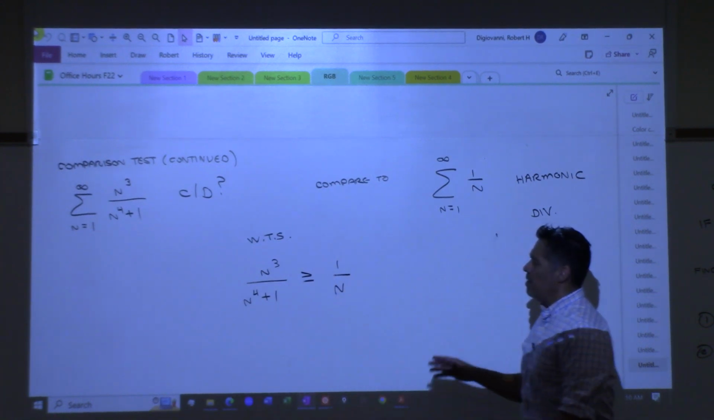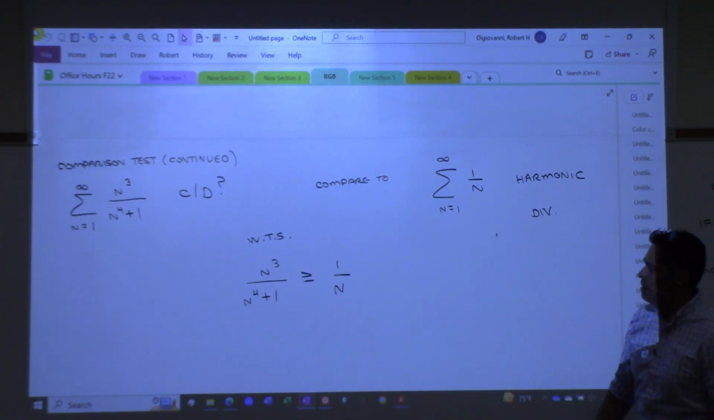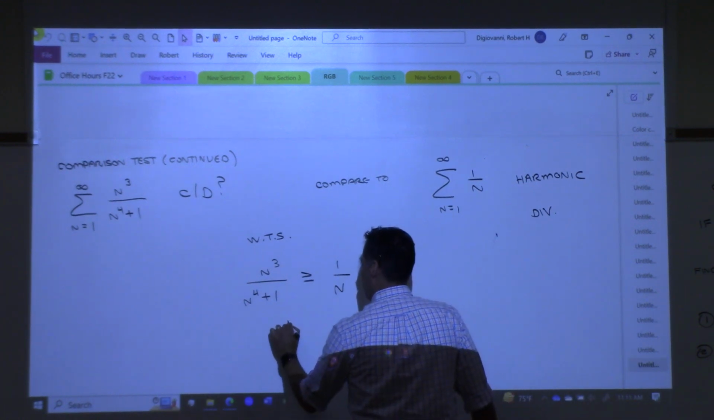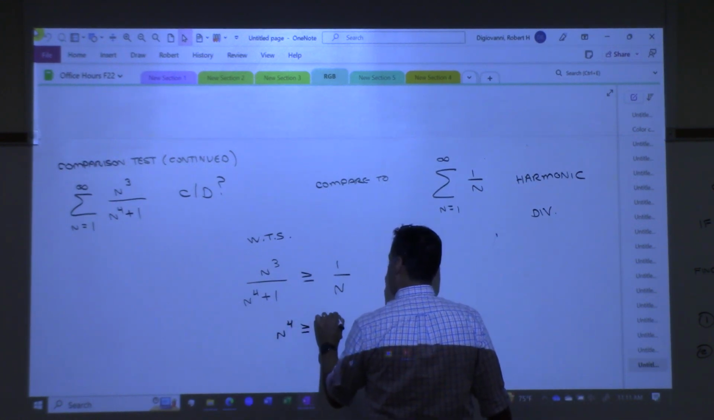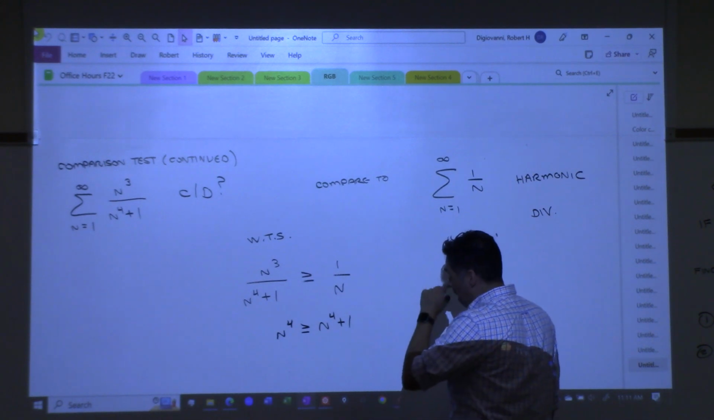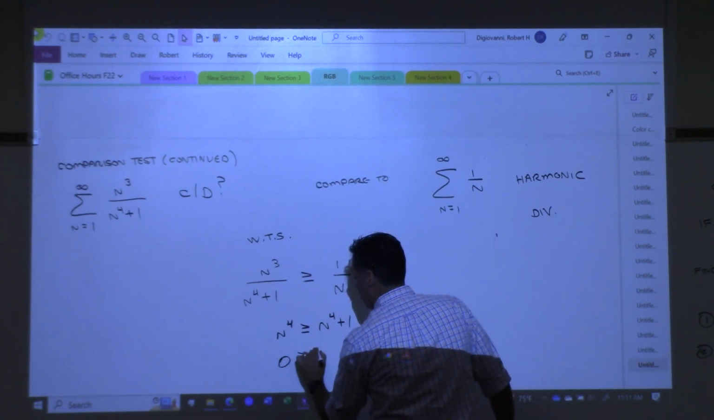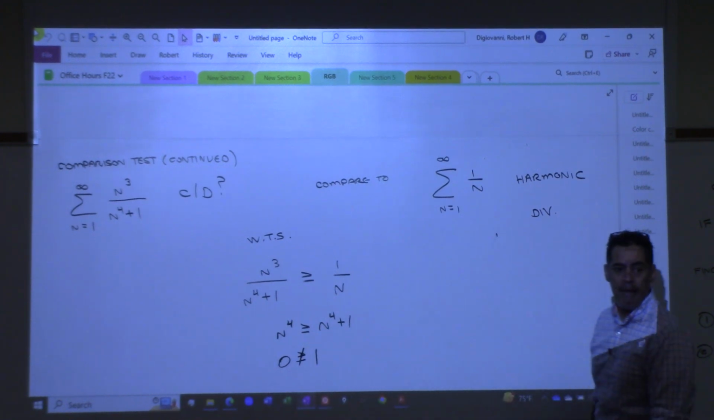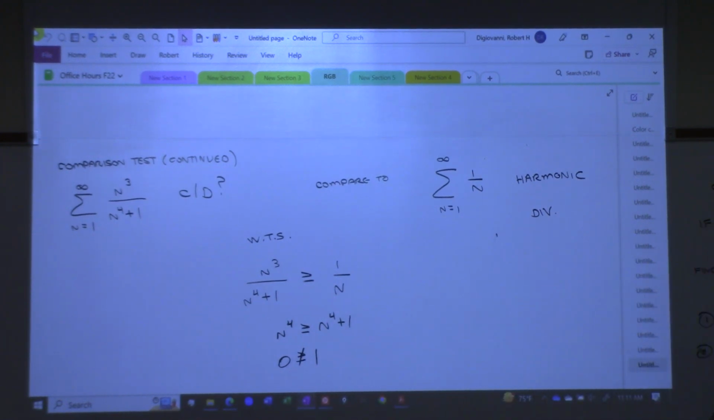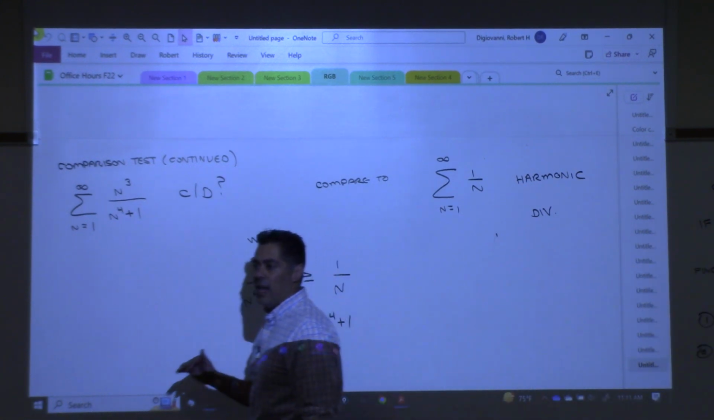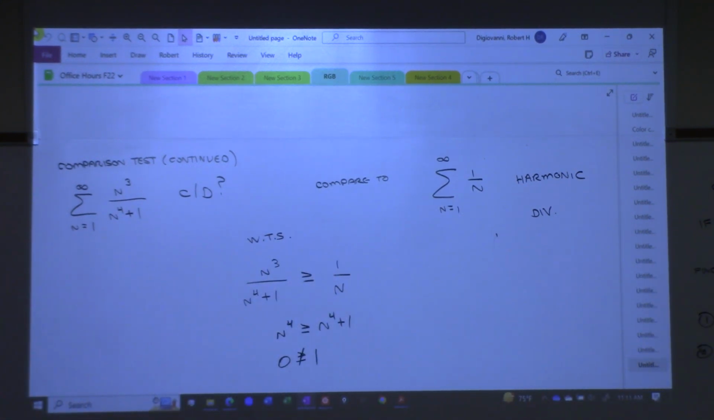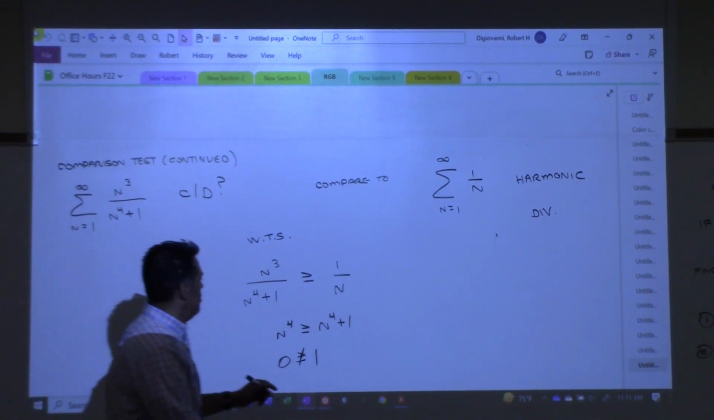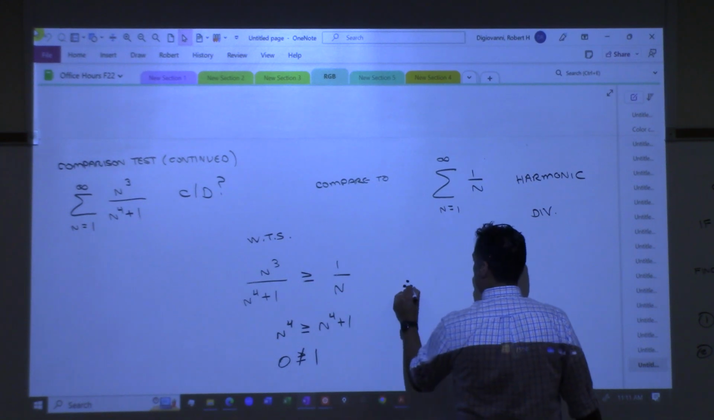And this time, when you cross multiply here, you get n to the fourth is bigger than or equal to n to the fourth plus 1. And when you subtract on both sides, you get 0 is bigger than or equal to 1, and that's not true. Which means it's not divergent, therefore it's... No, this means that the test fails. All this means is that this test doesn't work. We cannot draw the opposite conclusion from this. So this, therefore, test failed.